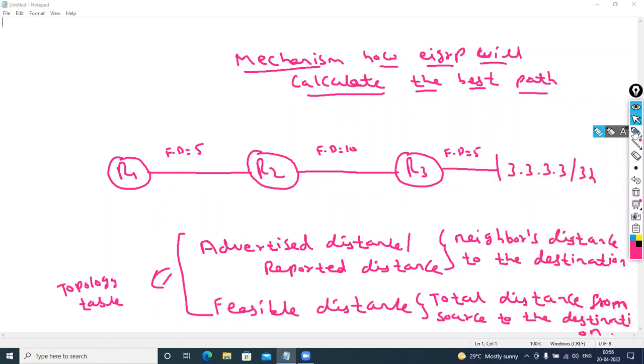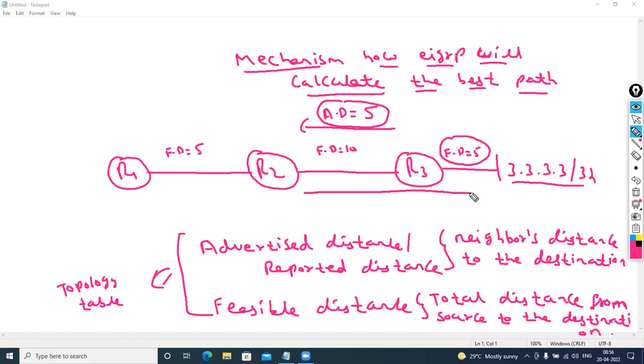Okay, now from R3's perspective, what is the AD value? That is advertised distance. Advertised distance will be 5 in order to reach 3.3.3.3/32. It is the neighbor's distance to the destination. So this will be advertised to R2. Now, based on the AD value, R2 will calculate the total distance that we call feasible distance. What is the feasible distance? It is 10 plus 5, 15.